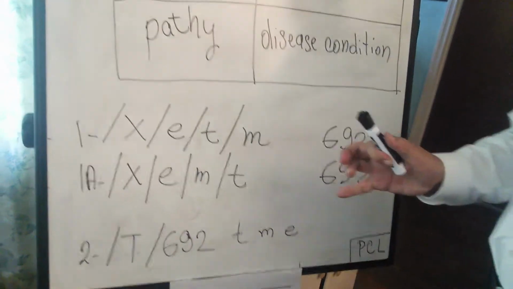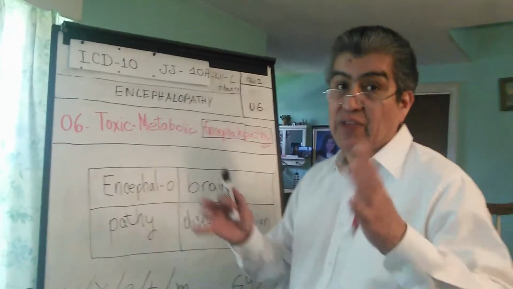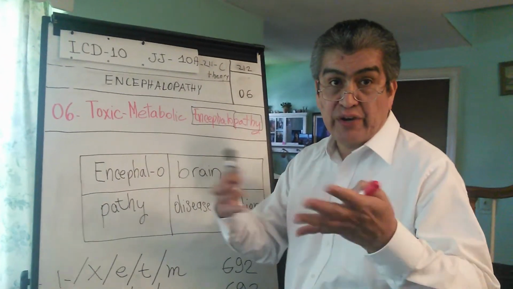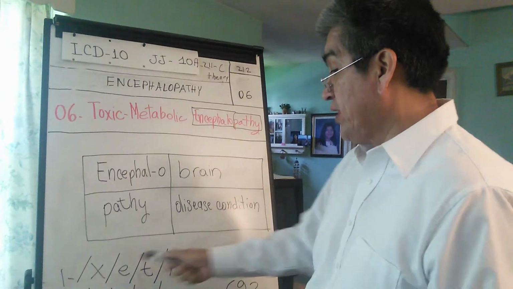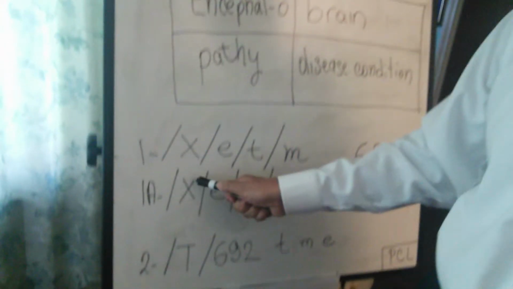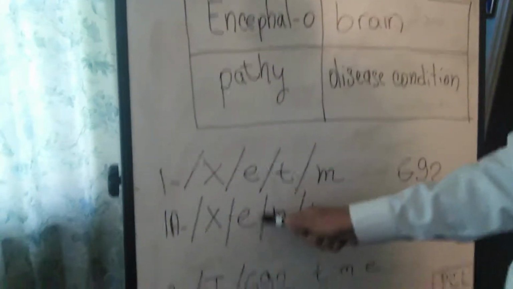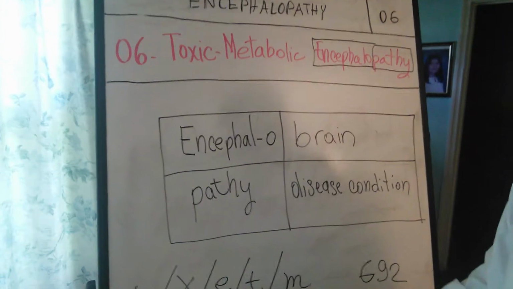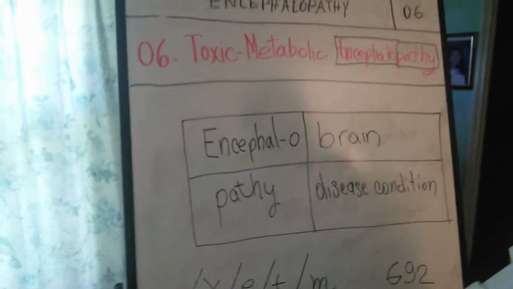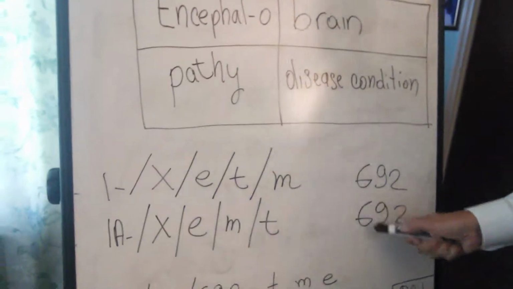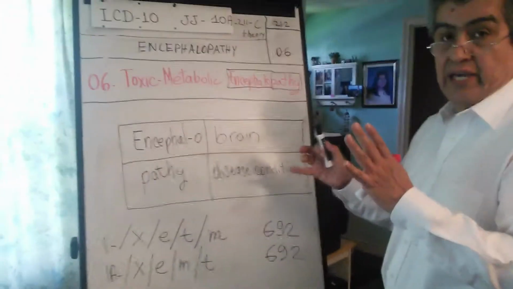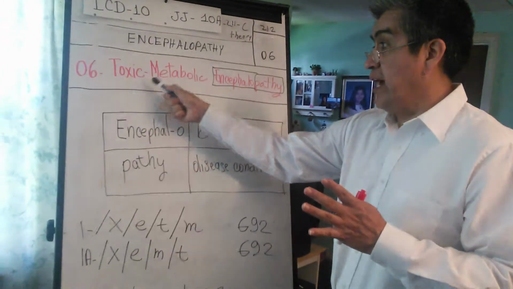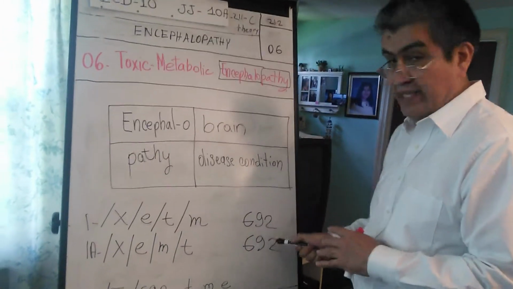Okay? Now, to demonstrate to you that there are several ways to do the same thing, we're going to reverse the order. You go to the index. You go to encephalopathy. And instead of going to toxic, the first one, why don't we go to metabolic first? So we go to metabolic. And from there, we go to toxic, and you're going to find exactly the same code, G92. So in this case, the order doesn't matter, right? Whether you go first to toxic and then metabolic or the reverse, you're going to find exactly the same code.